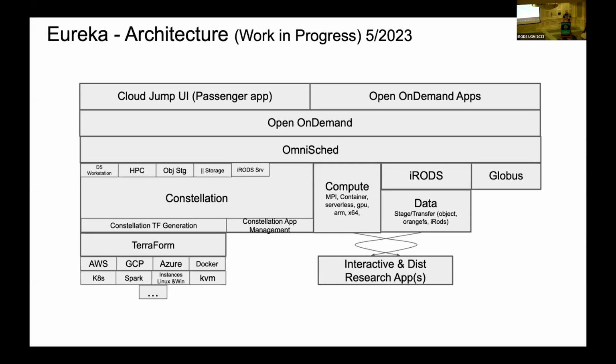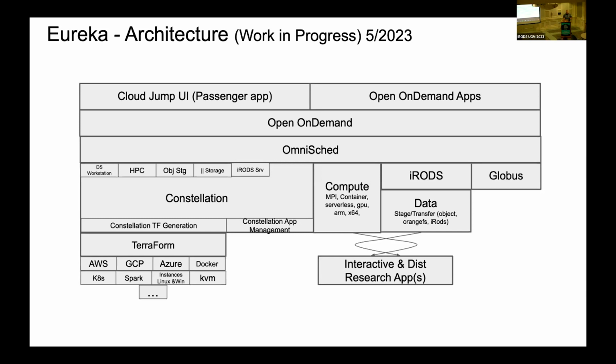The passenger app that I mentioned and Open OnDemand apps are kind of parallel. There's Open OnDemand, this is kind of coming from the user interface down. Then we have the Omni scheduler, which is that meta scheduler layer that'll handle everything from long-running processes to HPC jobs. And Constellation allows you to build that layer of, this is an HPC compute group, this is object storage, this is parallel storage. We actually even spin up the iRODS server as templates that go through Constellation, automatically generates a Terraform, and then we can target multiple clouds very easily.